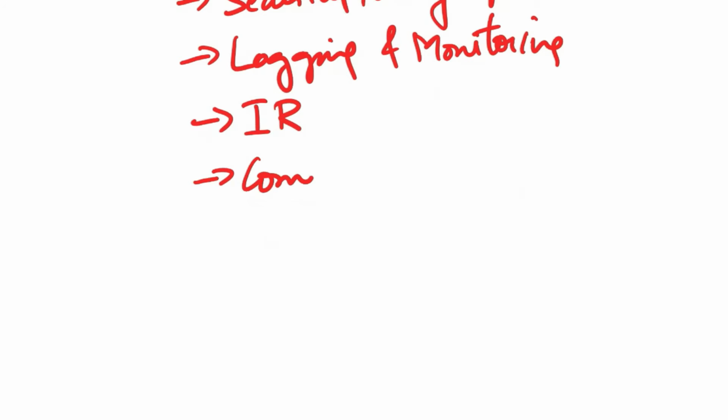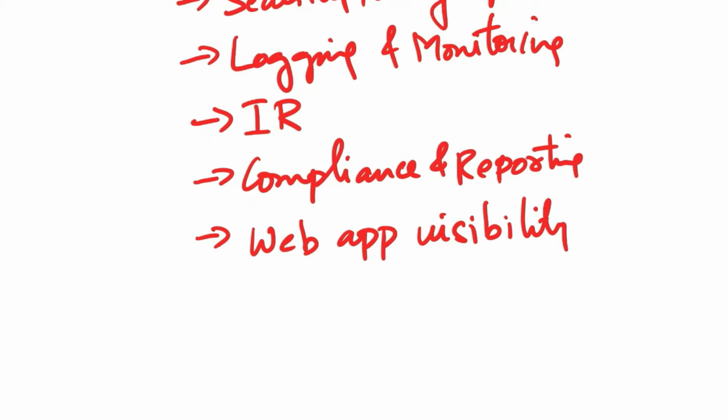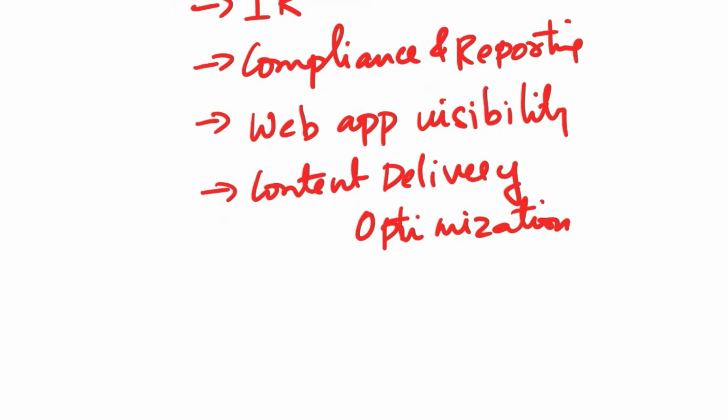Next one, compliance and reporting. WAFs can aid in compliance with regulatory requirements by helping to protect sensitive data and generating reports on security and compliance status. Next is web application visibility. WAFs provide insights into the behavior and performance of web applications, helping administrators understand how applications are used and accessed. Next one, content delivery optimization. Some WAFs offer content delivery optimization features such as caching and content compression. This improves web application performance.